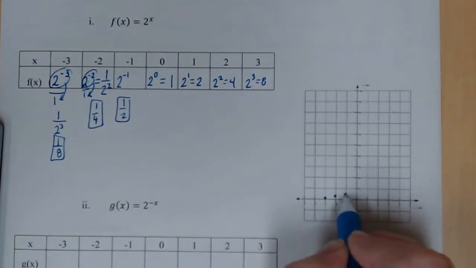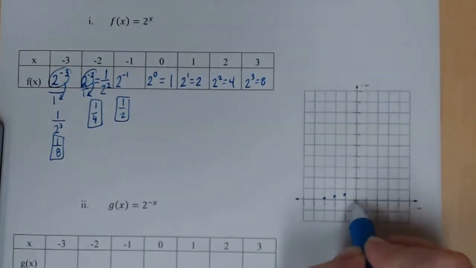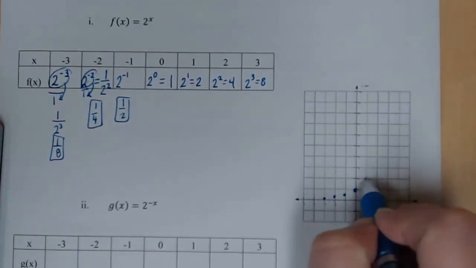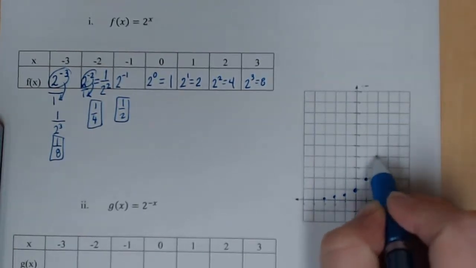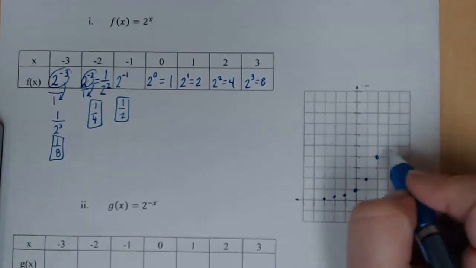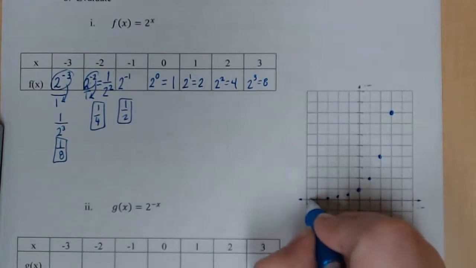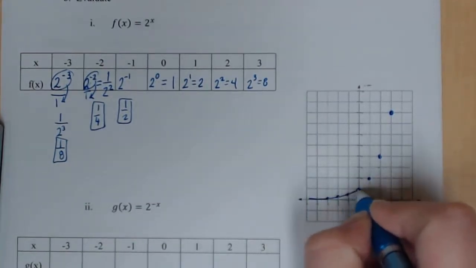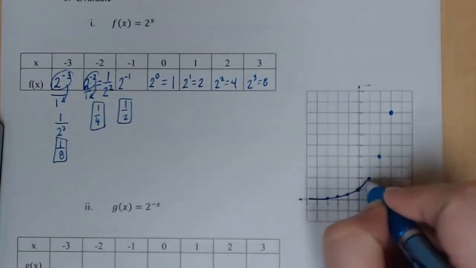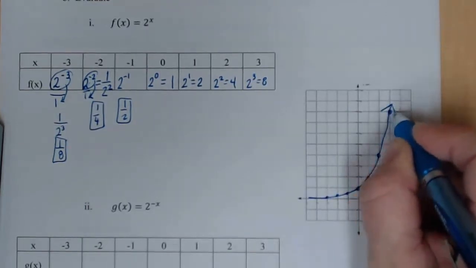At -1, we're at a half, getting better here. At 0, we're at 1. At 1, we're at 2. At 2, we're at 4. And at 3, we're at 8. So you can see this graph starts down here and slow. It was slow at first, but then it jumps up dramatically here.